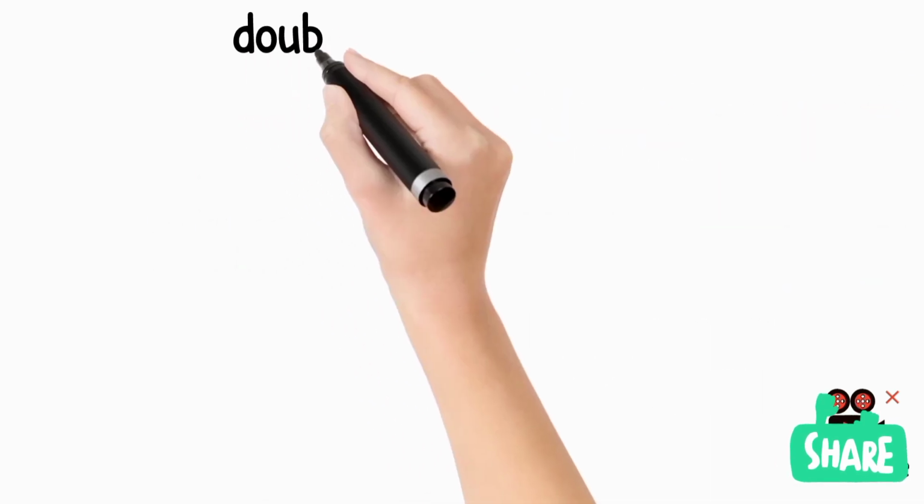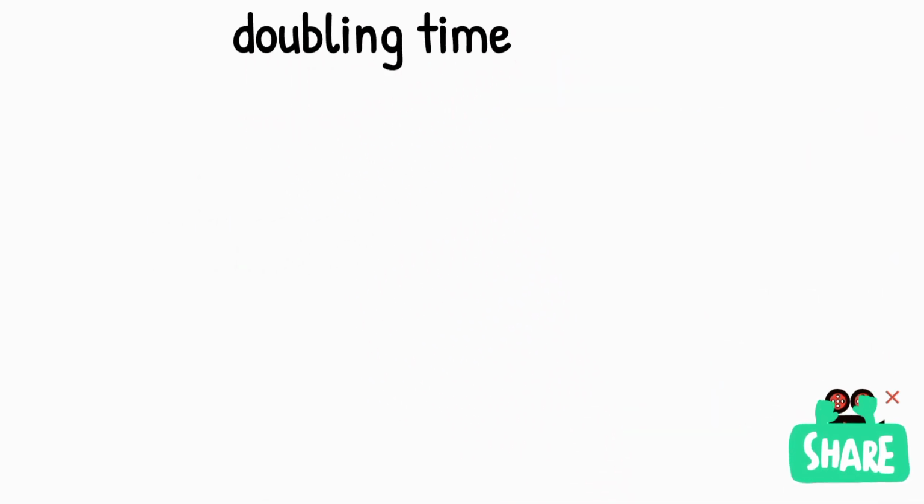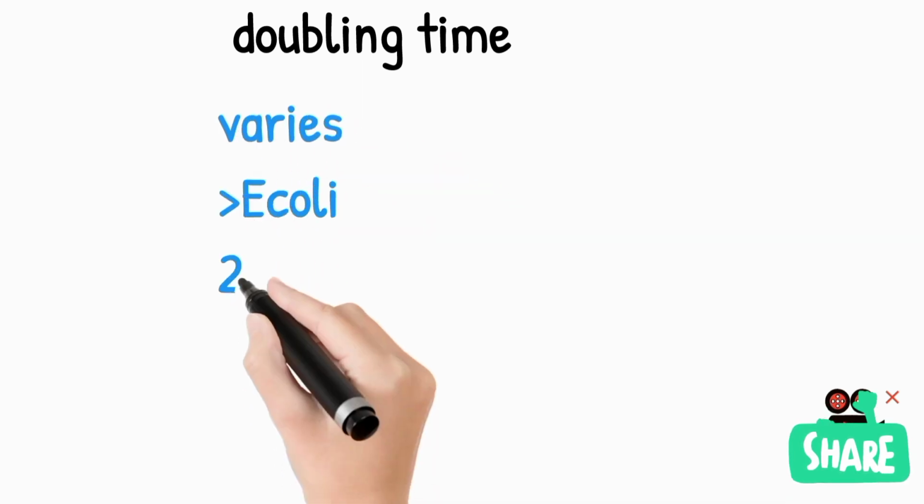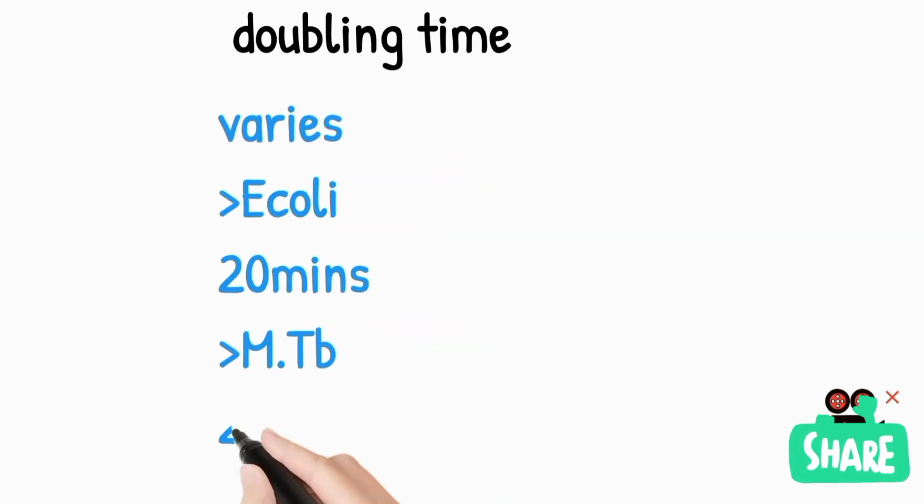And finally, we can see the division time of the bacteria. This varies. For example, E. coli can divide in about 30 minutes. And then there are some bacteria, for example, Mycobacterium tuberculosis, which can take about 24 hours to divide.